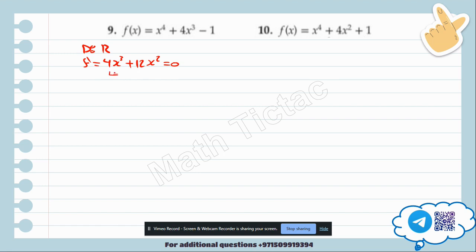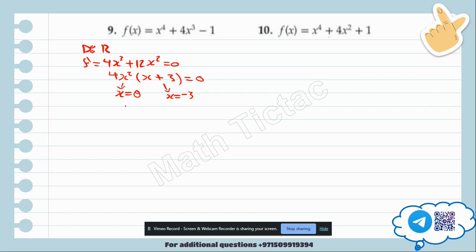Now, 4x squared outside will leave me with x, since I took the 4, plus 3 from the 12 if I took the 4, and x squared one time. Equal to 0. So from this I have x equal to 0, and from this I have x equal to minus 3.